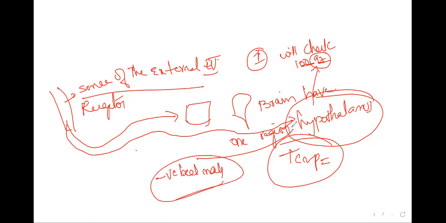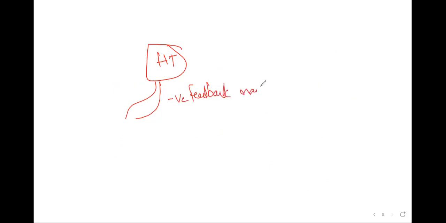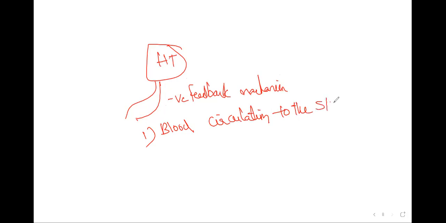How does the negative feedback mechanism work? First of all, the hypothalamus, HT means hypothalamus, will activate the negative feedback mechanism. The first thing is that it will increase the blood circulation. In the negative feedback mechanism, when the temperature rises, what will happen? It will increase the blood circulation to the skin. This is the first thing that happens.